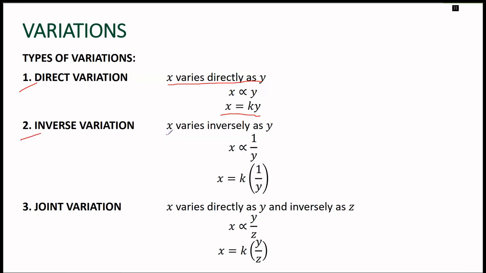Next is inverse variation. X varies inversely as y. So how do we do that? X varies inversely, as 1 over y. To get the constant k, we just replace it in the expression. Then there is joint variation, which is not only inverse or direct. So x varies directly as y and inversely as z.